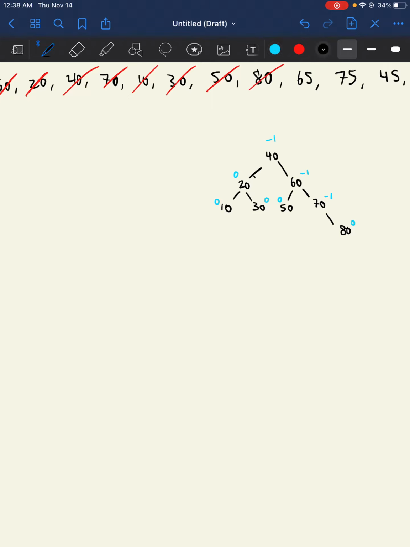All right, 65. 65 is bigger than 40, bigger than 60, but it's smaller than 70, so it's going to go right here. Let's update our balance factors. 65's balance factor is 0. 70's balance factor is now 0. 60's balance factor is still 1 minus 2, so -1. 40's balance factor is 2 minus 3, so still -1. No problems.